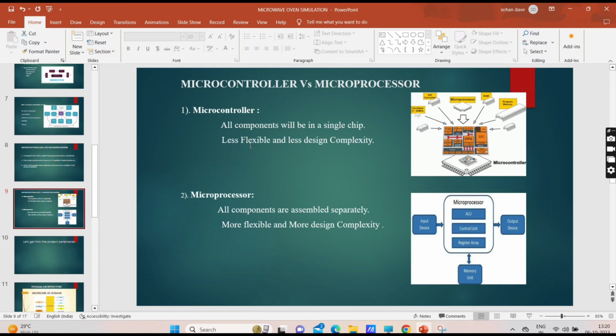So what is the difference between the microcontroller and microprocessor? Where do we use a microcontroller or where do we use a microprocessor? So in the microcontroller, all the components are embedded in a single chip, but in a microprocessor all the components are separately arranged. So the microcontroller is less flexible than the microprocessor, and also it has less design complexity than the microprocessor. So the next slide is taken by Elvin Paul.